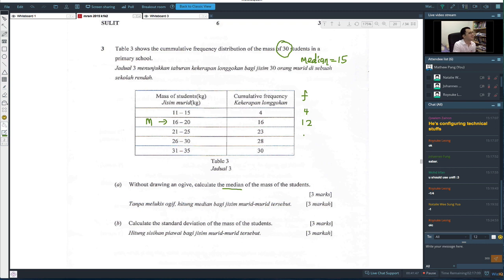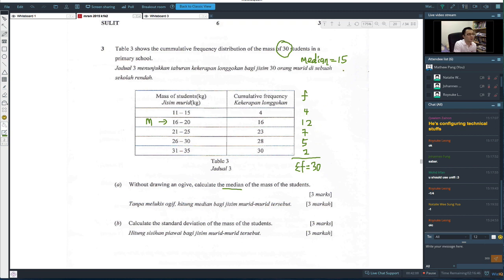Then I'm trying to sum up all the frequencies. See, is it 30 or not? So this one plus this one. Yeah, you can use the calculator. And 7 will be 14, 14, 18, 30. Yeah, it's 30. Right, so that means my frequencies are correct. So if you want to know where the 15 goes, 4 plus 12 is already 16, right? So your median class is over here.